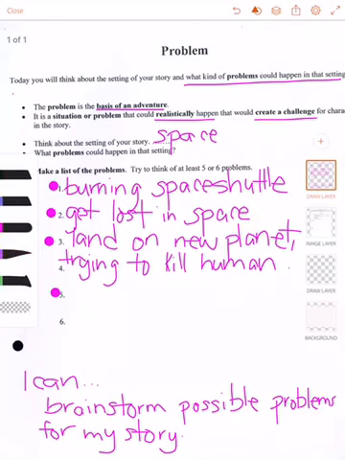Okay, what's another problem that we could have? So far I've got burning. The space shuttle is burning down. Maybe they get lost in space and don't know how to get back home. 3 could be that they land on a new planet and then the species they discover are trying to kill the characters. Another one could be, okay, what could happen in space? So a lot of these are outside. What could happen in the space shuttle? Maybe, and again, Miss Rachel had mentioned this in her setting workshop. She had mentioned the shampoos and things that they have.